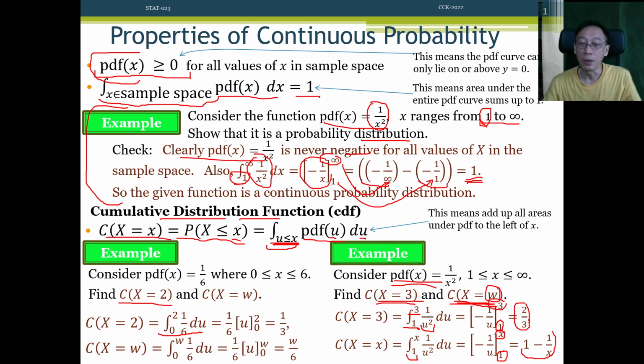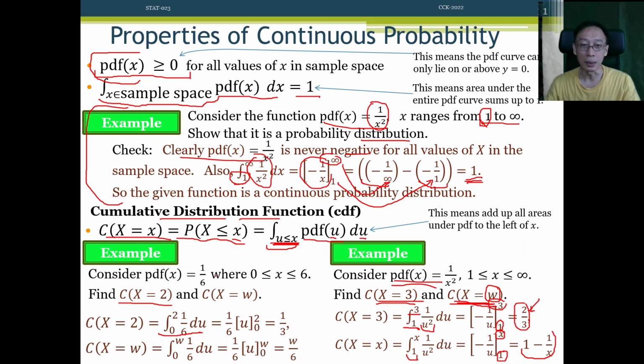So no problem at all. Let's try: what if x equals 3? 1 minus 1/3, that's 2/3, right? We get this right away. So that's very nice and easy. We just use one completed formula. We don't have to integrate at all, and this can be done on a calculator.